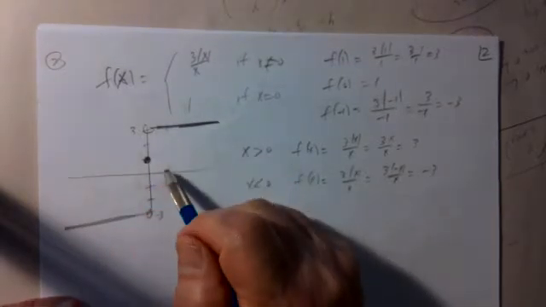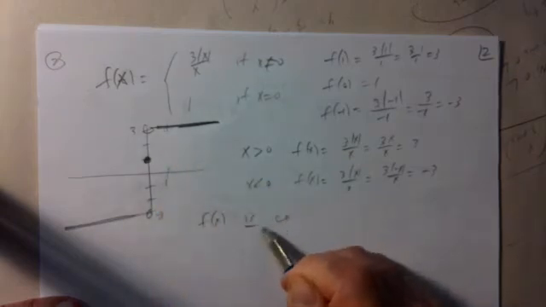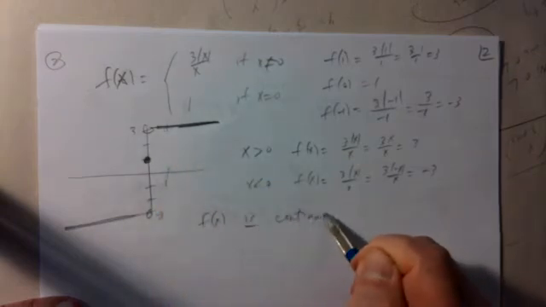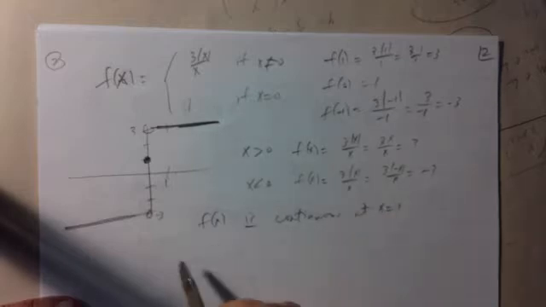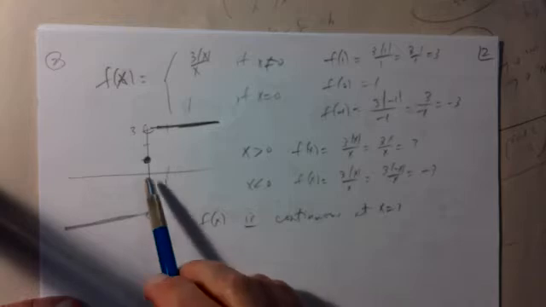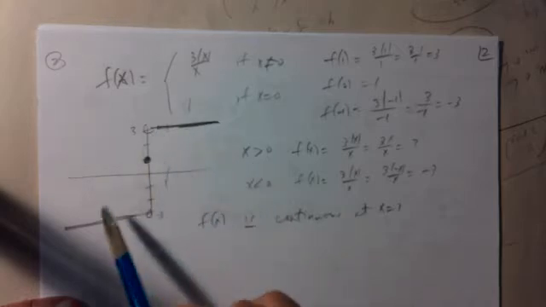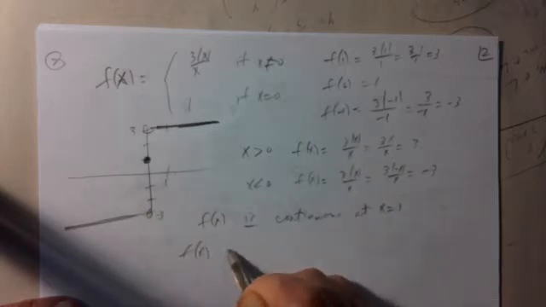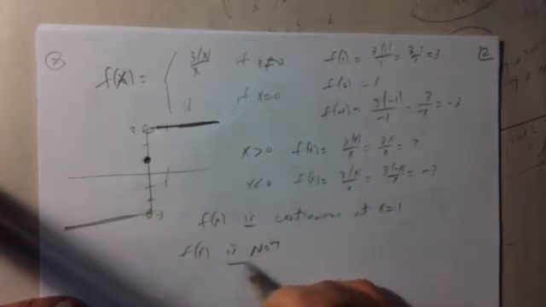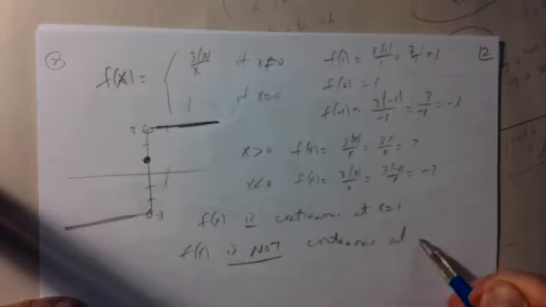So, if you look at the graph around x equal 1, f of x is continuous at x equal 1. But if you look at the function at 0, as you approach 0 from the right, the limit is 3. As you approach 0 from the left, the limit is -3. So f of x is not continuous at x equals 0.